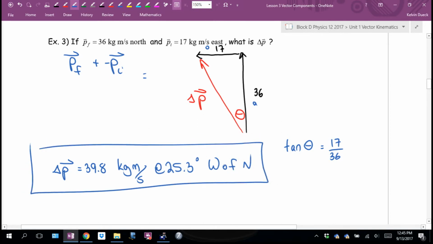I think, Jordan, yeah? So where will you use subtraction of vectors if you're finding a change in something? Because what's change in anything? Final minus initial.